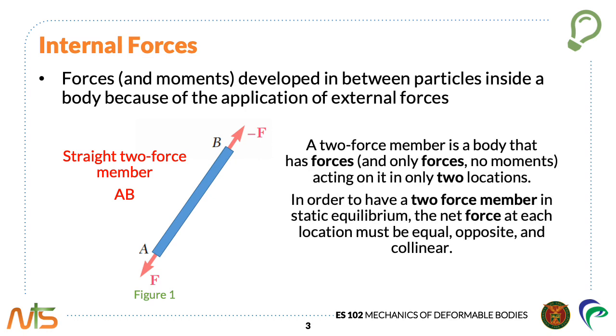A two-force member is a body that has forces, and only forces, no moments, acting on it in only two locations. In order to have a two-force member in static equilibrium, the net force at each location must be equal, opposite, and collinear. So to satisfy equilibrium, we know that the forces F and negative F, both vectors, acting at A and B respectively, must be directed along AB in opposite sense and must have the same magnitude F.